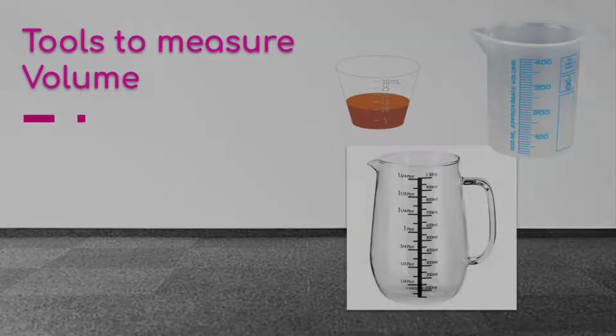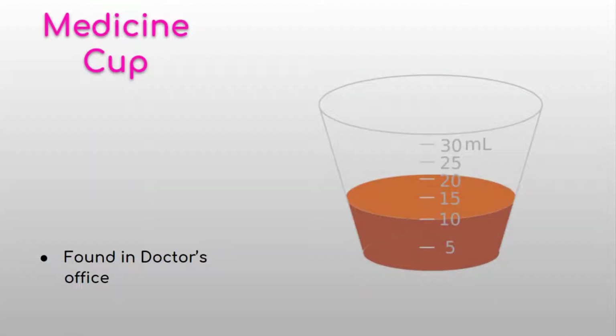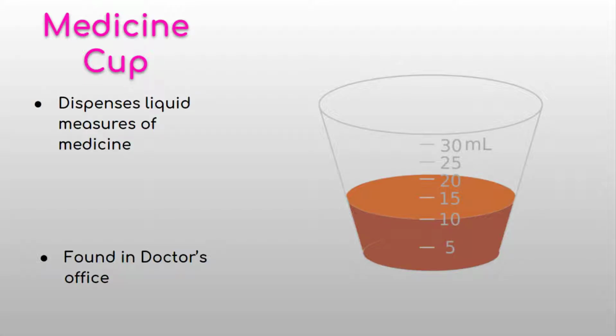A medicine cup is used to share out liquid measures of medicine. You can find a medicine cup in the doctor's office or in somebody's cupboard. There are small cups that usually have a capacity of 25 to 30 milliliters. To use a medicine cup, we simply pour out the liquid and take note of where it stops.